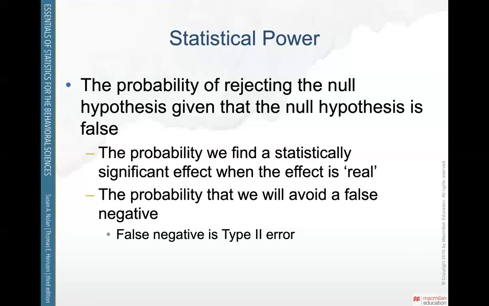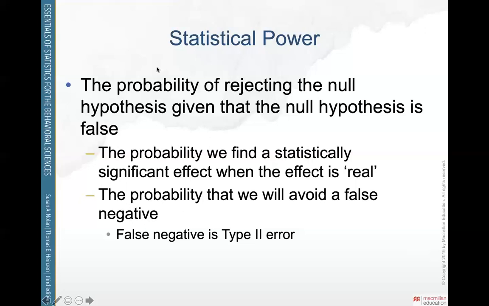A false negative is when, in reality, you should find a difference because the phenomenon is real, but because of chance probability, because of statistical fluctuations, your data don't reveal a significant effect. Statistical power, once again, is the probability that we find a statistically significant effect. That is, we reject the null hypothesis, given that the effect is real. So we find a statistically significant effect when we should find one. Another way of saying this is the probability that we will avoid a false negative.